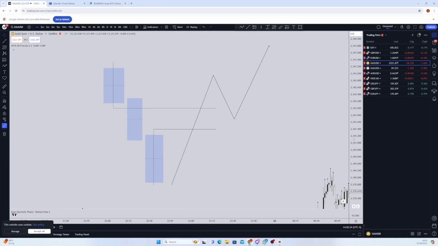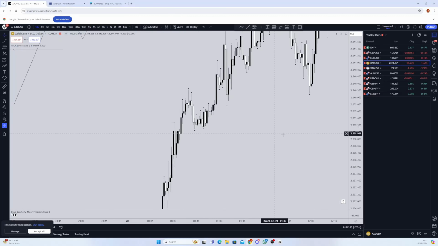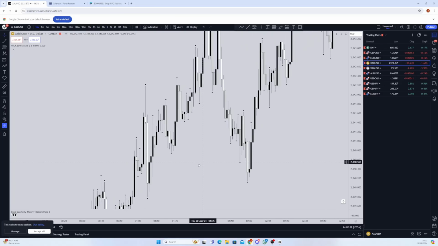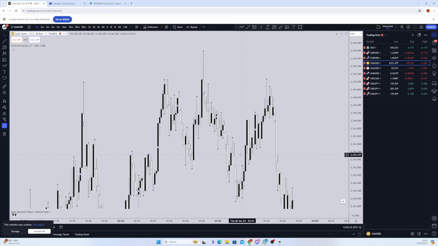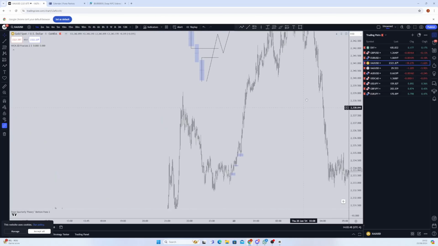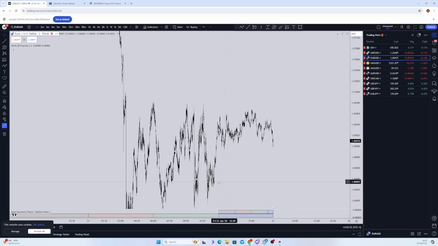Another point is obviously 50% of the range. 50% of the range is very important, because those will be high probability fair value gaps. Also, if you have a fair value gap that has two fair value gaps either side of it, this will also be a high probability fair value gap, as outlined in the Euro USD example.